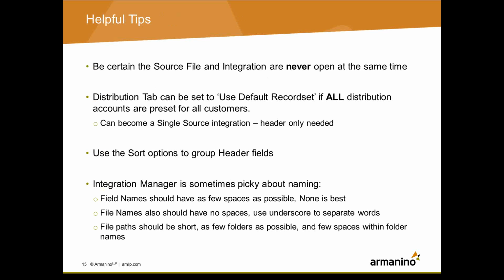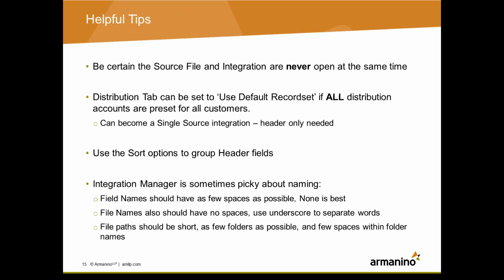Also, just reiterating, use the sort option, the sort field, to group the header files. And just a note that Integration Manager is picky about naming. Sometimes if you try to use field names that have spaces in them, that can cause problems. If you noticed on my source file, all of the names, things like customer ID, have no spaces.